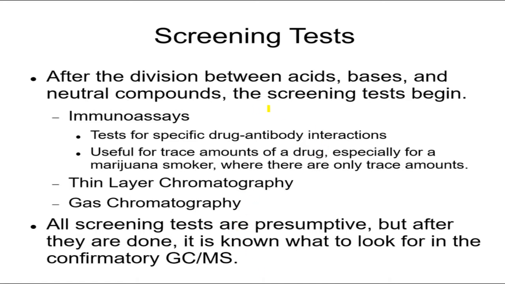So these more specific tests, the screening tests of these acid, base, and neutral divisions, one of the first ones they do, well, it's not the first, but one of the initial ones is the immunoassay. This tests for drug-antibody interactions, like drugs will react with antibodies. We'll see a little bit about how these antibodies work. Basically, the body produces antibodies.